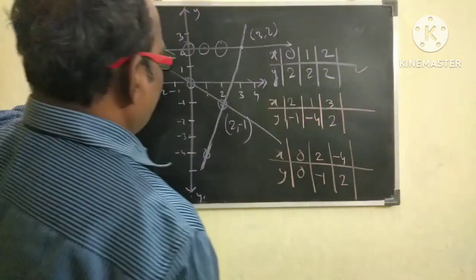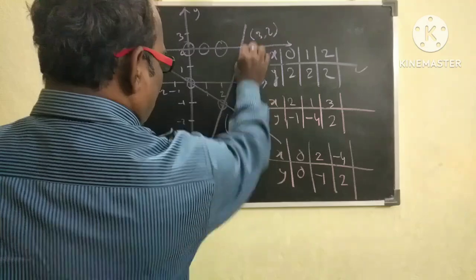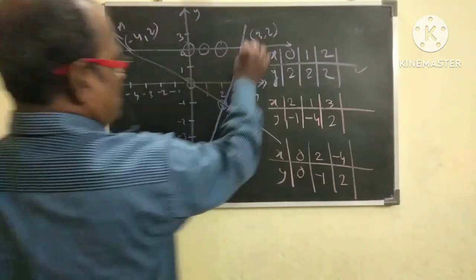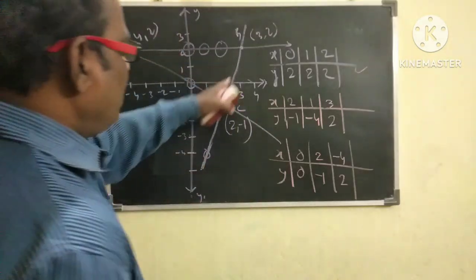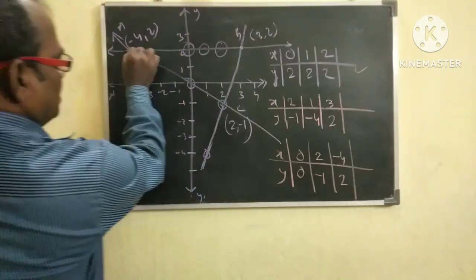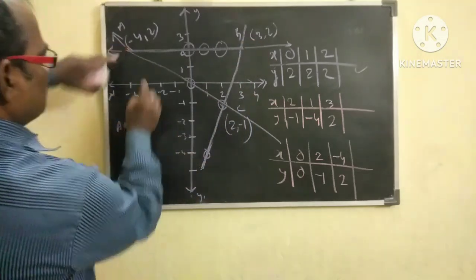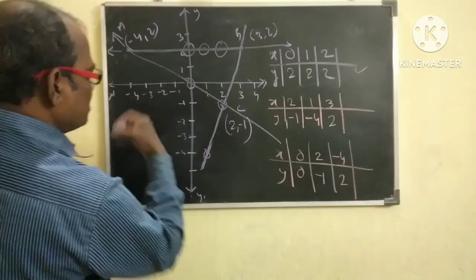Now they have asked you to find out the area of this triangle with the help of your graph. Now let us write the vertices. This is A, this is B and this is C. So we got it. Now we have to find out the area of this triangle. Let us consider this as the base. AB is the base. From here to here it is 4 and from here to here it is 3. So AB equals to 7.